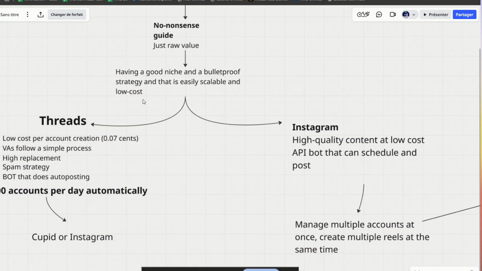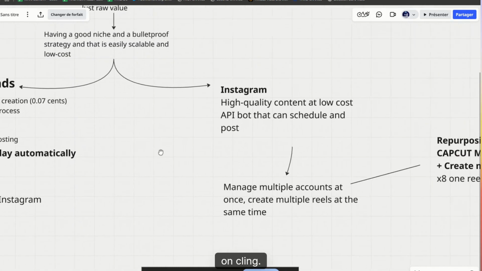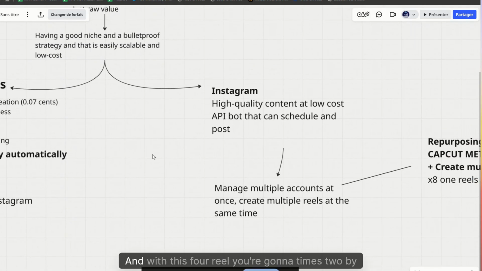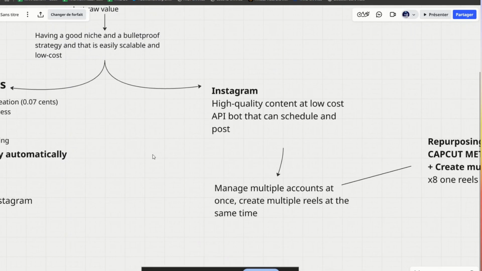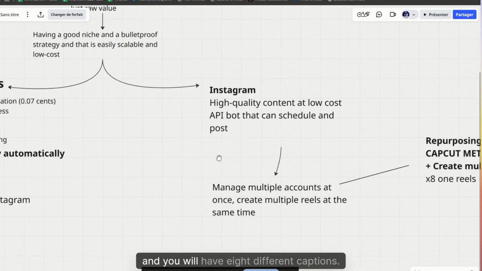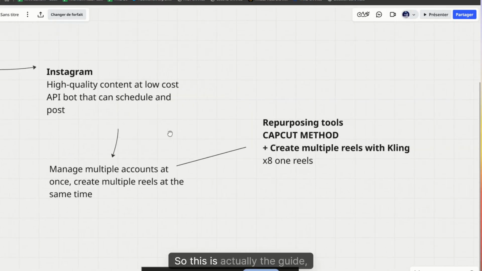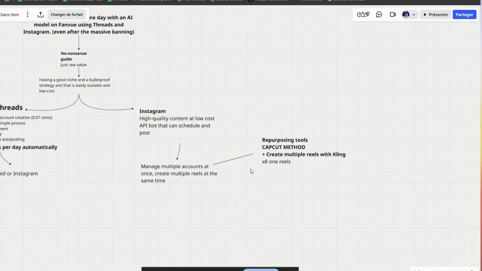So how do you do that? For example, I'm on Kling. Instead of generating one reel, you're going to generate four. And with these four reels, you're going to multiply by two by reversing the reel on CapCut and doing a little bit of retouching. And after, for the caption, you can just scrape the captions, put an Instagram account on ChatGPT, ask it to show a list of captions, and you will have eight different captions. So it will be different reels. This is the guide I'm showing you.